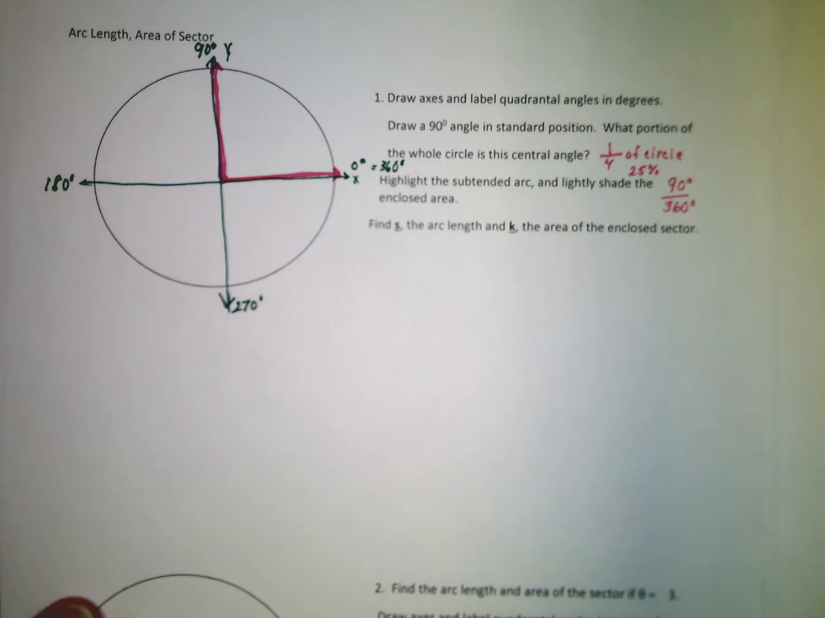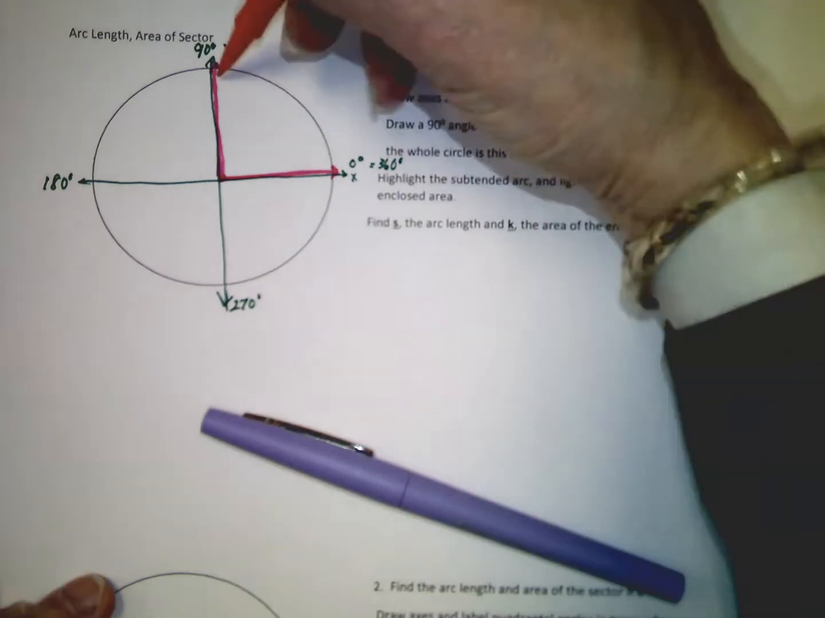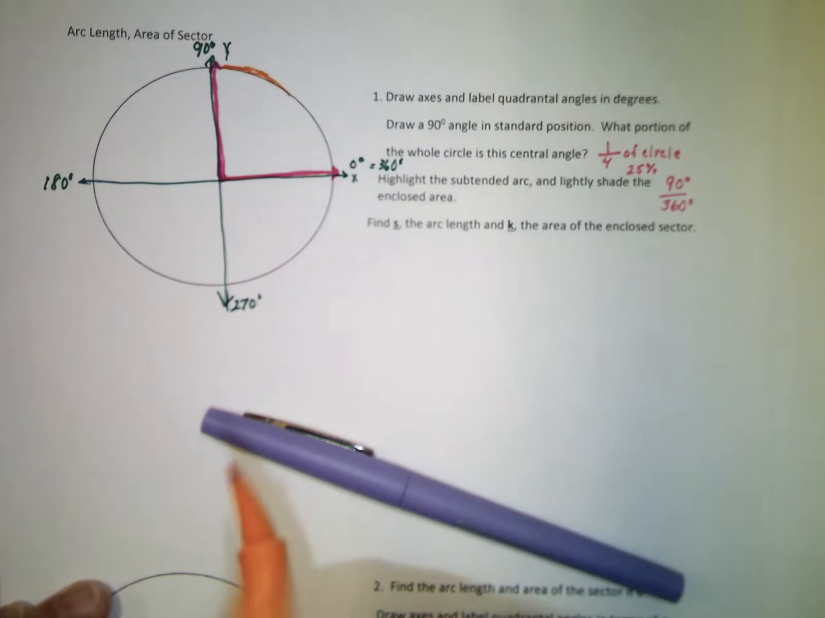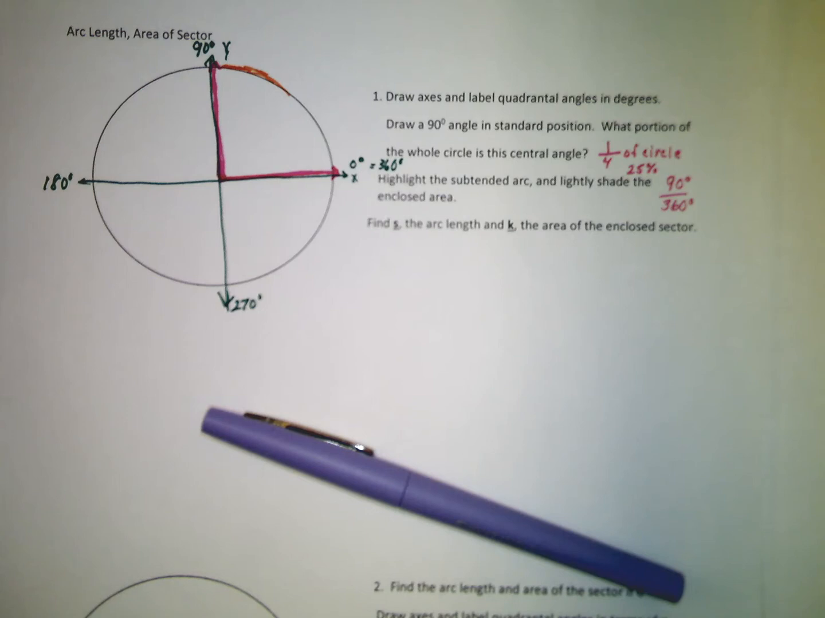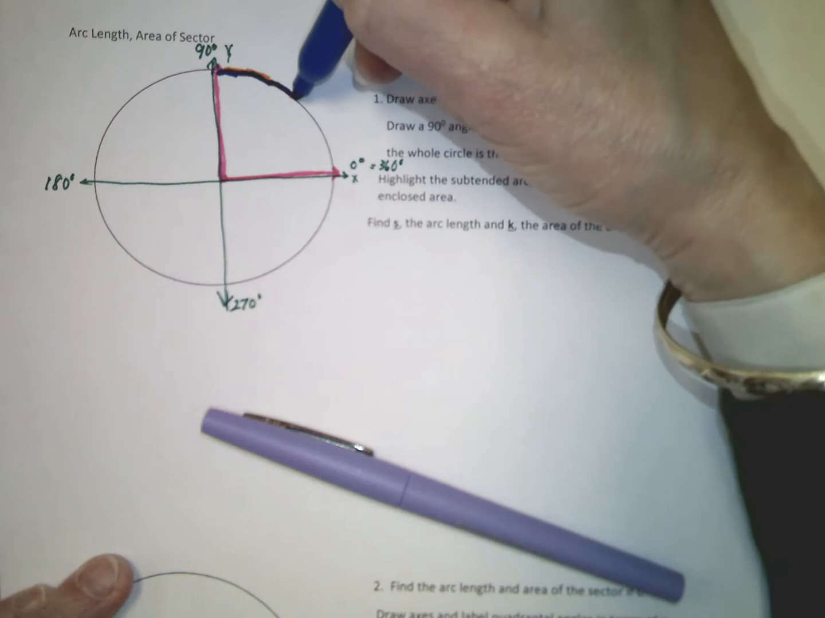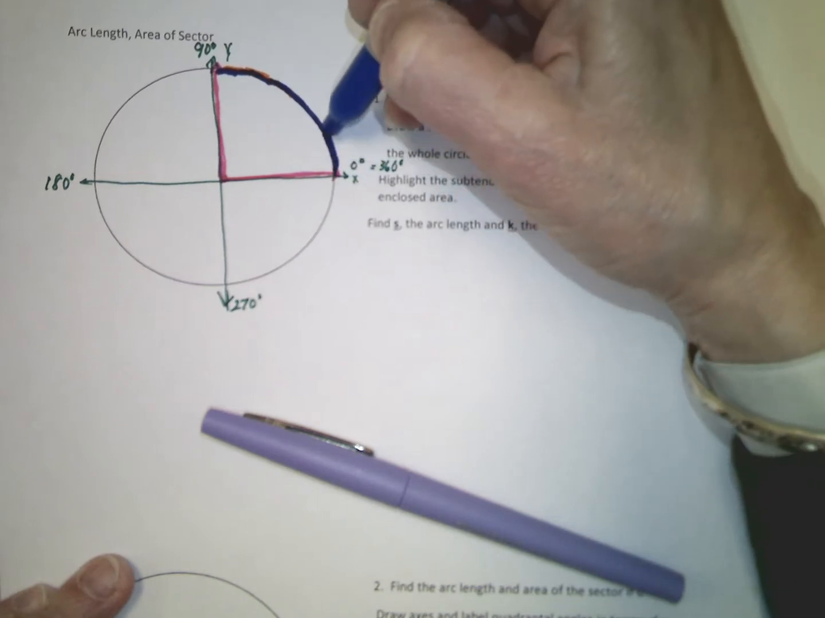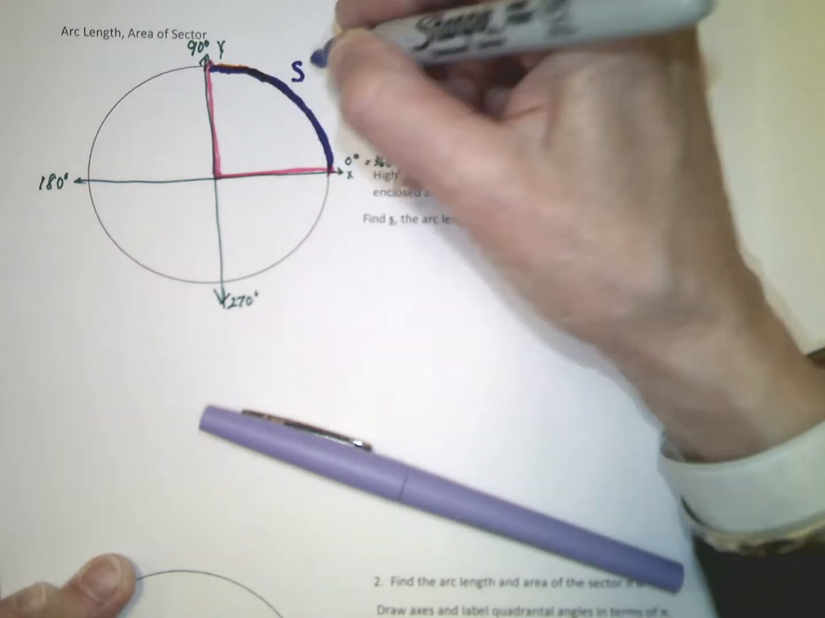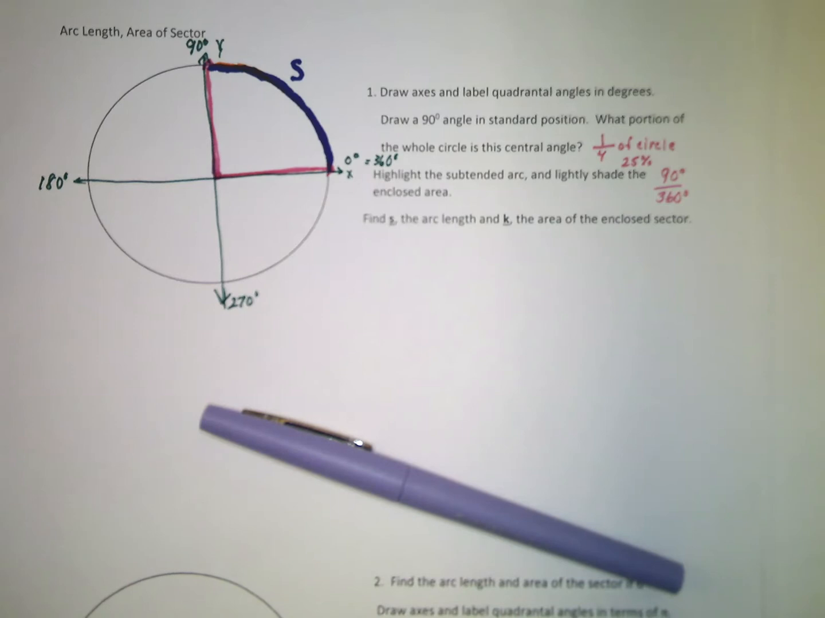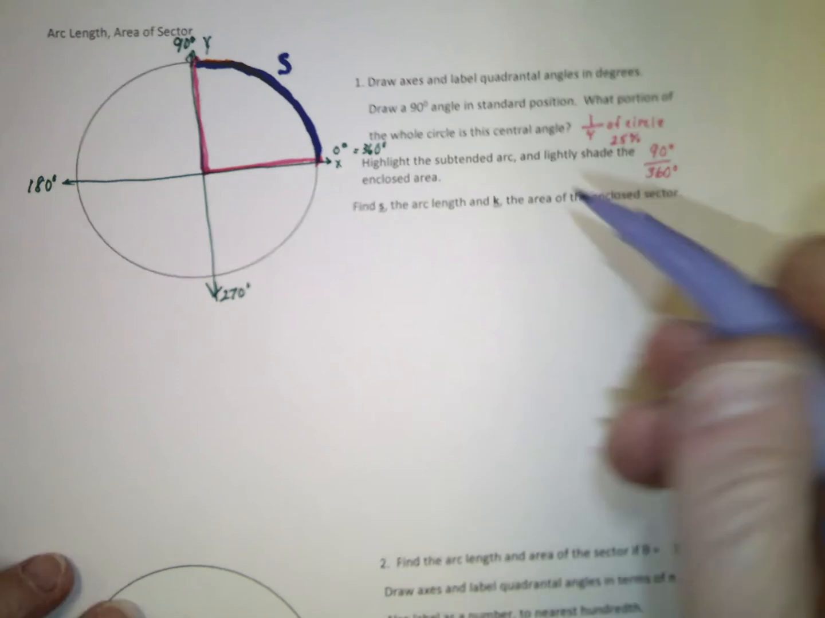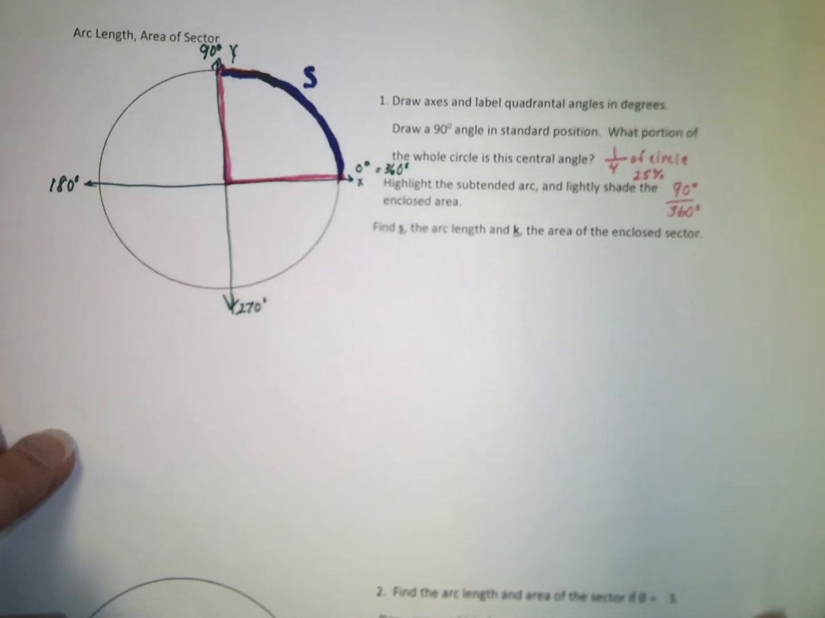Next, we're asked to highlight the arc. I'm not sure this orange is going to show up any differently. It's not highlighting too well here. Excuse me. This is supposed to be bright blue. So this is the intercepted arc, S, for subtended arc. And also to lightly shade the enclosed area, which they call the area of a sector.